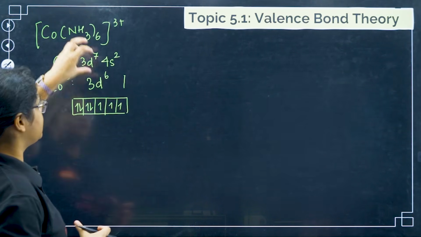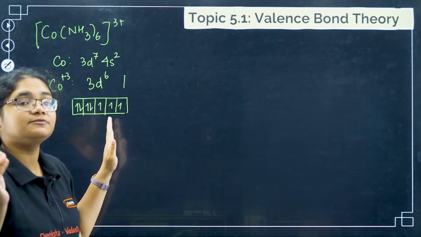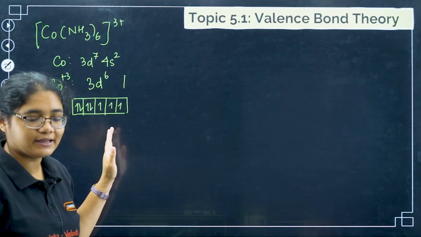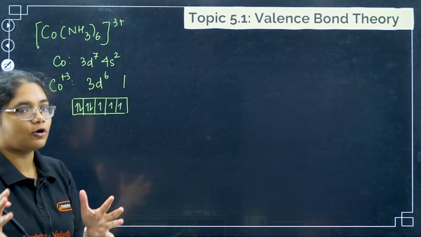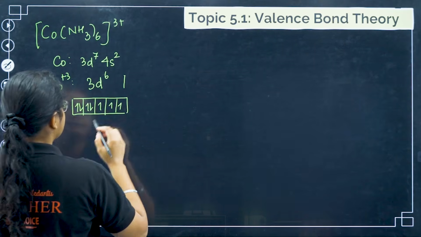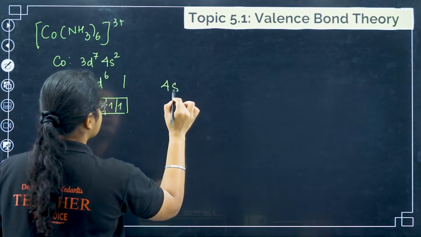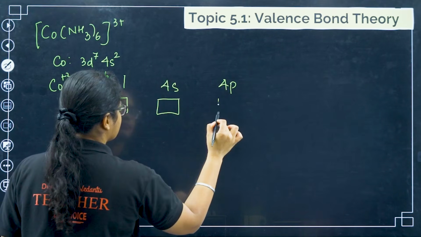Six ligands will donate electrons to the metal, and in a coordinate bond what happens? Both the electrons are donated by the ligand itself. So that is why you need empty orbitals for forming the bonds. So this is 3d, and we have 4s, and we have 4p after that.